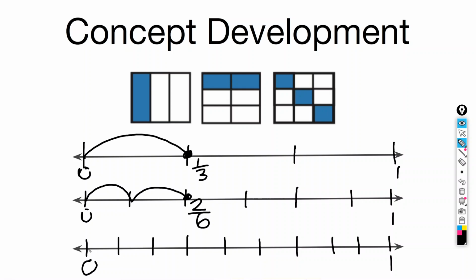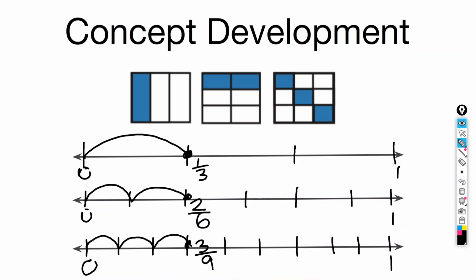And we can count to check our work. 1, 2, 3, 4, 5, 6, 7, 8, 9 equal pieces. Now, if you look up here, 1, 2, 3 of those pieces are shaded. So I'm going to jump 1, 2, 3 times, and I get to 3 out of 9. Okay, 3/9. 3 out of 9 pieces are shaded.